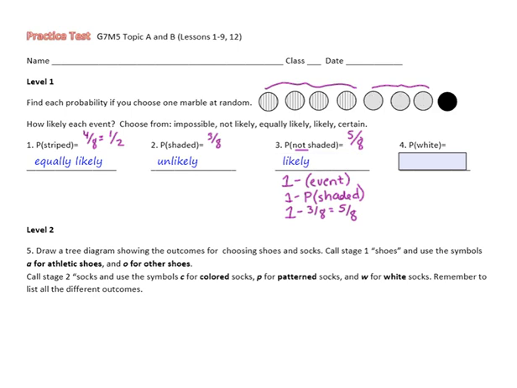And finally, the probability of white. Since there are 0 out of 8 marbles that are white, the probability is 0. The probability of 0 is described as impossible.